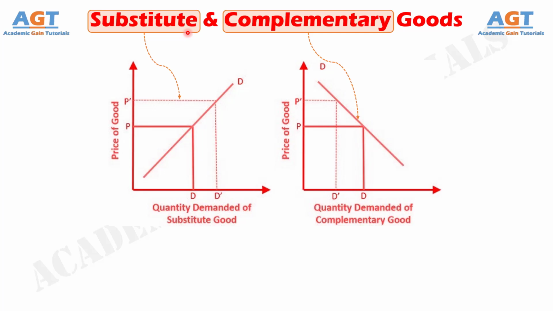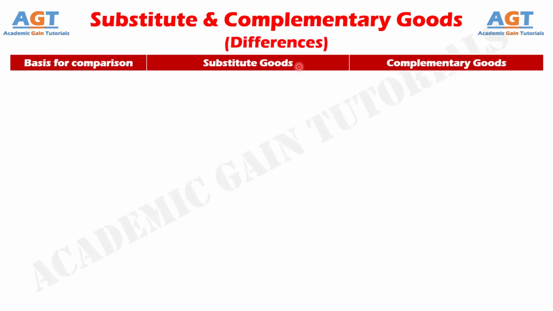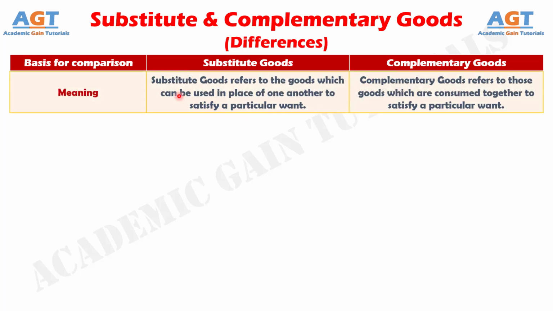So, let's look into the basic differences between substitute goods and complementary goods in a tabular form. Difference number 1. Substitute goods refers to the goods which can be used in place of one another to satisfy a particular want, whereas complementary goods refers to those goods which are consumed together to satisfy a particular want.